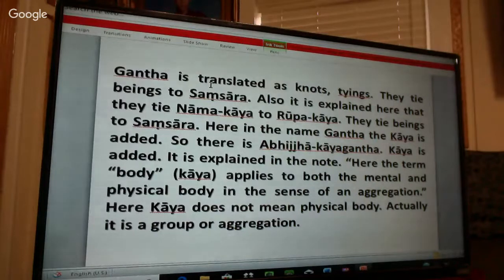So the term Kaya is very important. Usually they translate it as body, but here the body means mass, the mental and physical body, Nama and Rupa. So it means the aggregation, the five aggregates. Here, Kaya does not mean the physical body only, but actually the group or aggregation, the five aggregates. We need to understand.